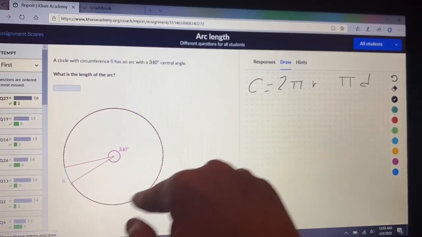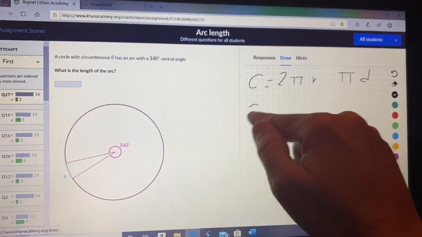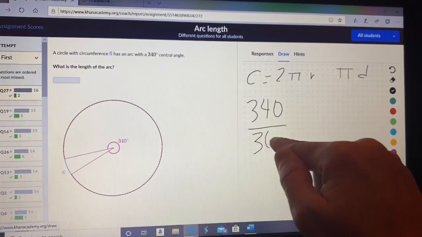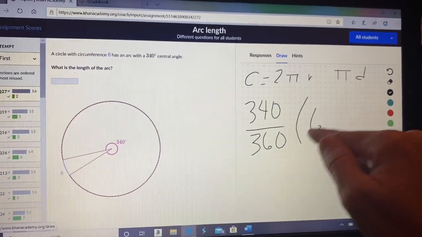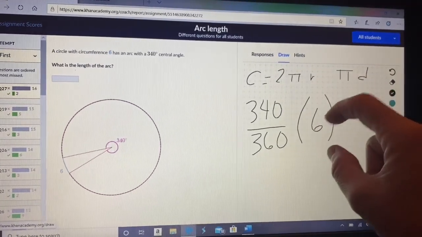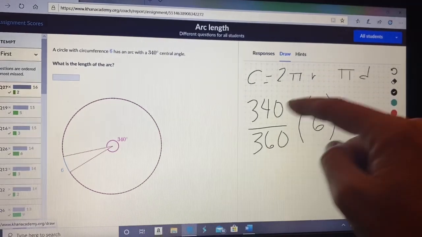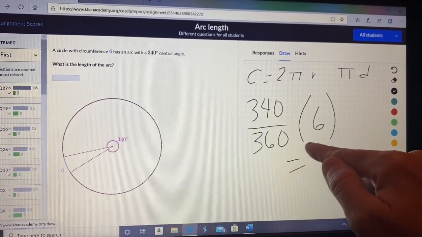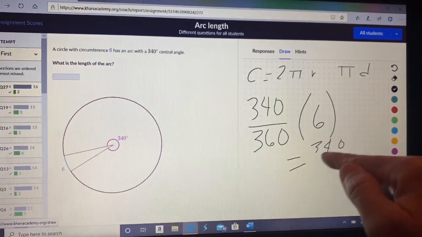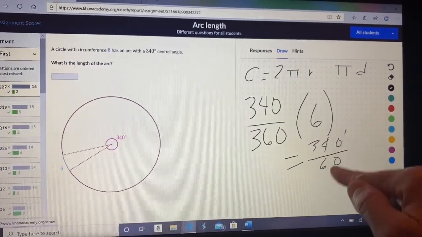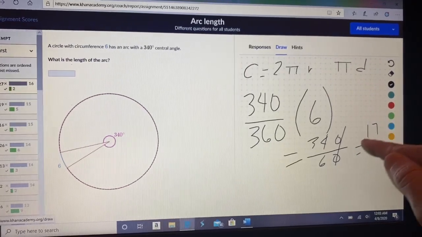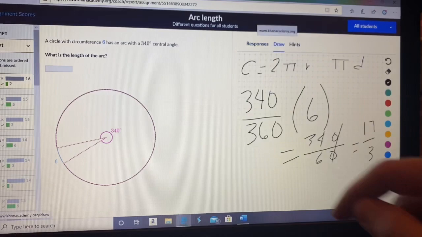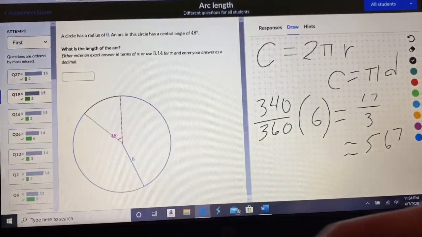So knowing that a whole circle is 360, we put 340 over 360 times the 6. And when I multiply those together, 340 times 6 divided by 360, I come out with 340 over 60, which simplifies to 17 over 3, which is the correct response. So let's do another one of those.